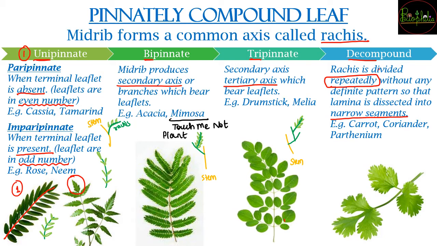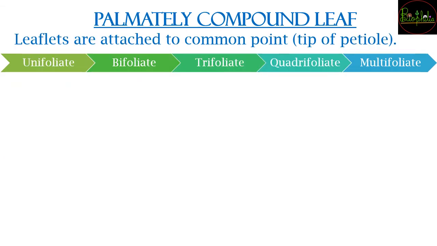Over here these types of leaves can be seen in carrot leaves and coriander, that is dhaniya. You might have seen coriander leaves every time in your kitchen. You can go and observe coriander leaves and see the decompound leaf. So carrot leaves, coriander leaves as well as parthenium leaves have this type of compound leaf. Now about the palmately compound leaf.